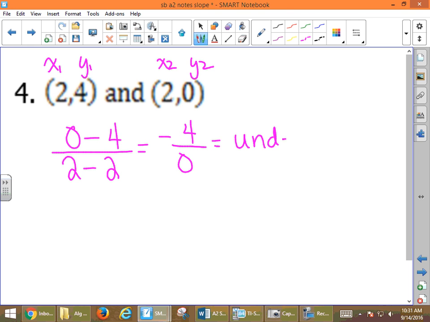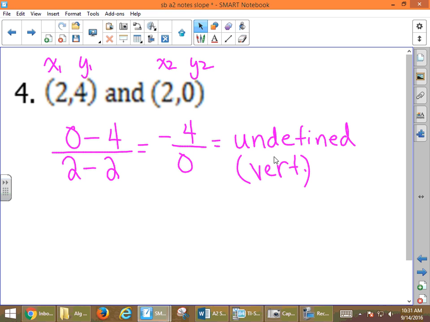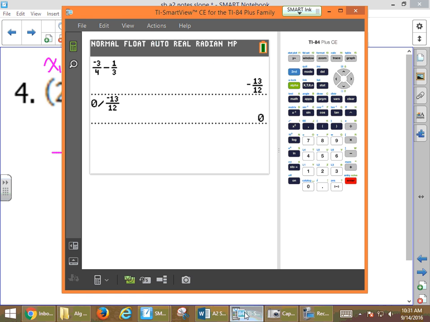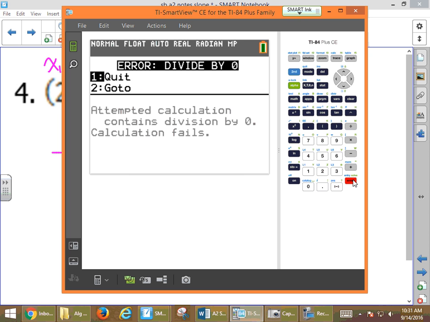And let's look at our calculator again. Tiffany, what kind of line is that? This is going to be a vertical line. Again, I'm just going to reinforce that. But when you type negative 4 divided by 0 in your calculator, it gives us an error. Error divided by 0. So if we get an error divided by 0, that's a clue that our line has a slope that's undefined.